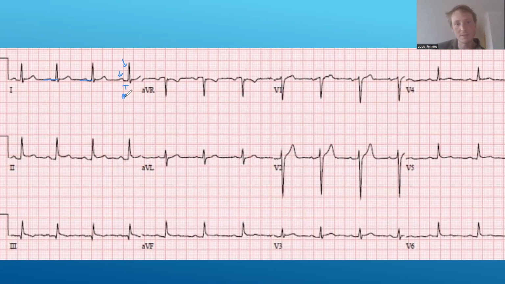We talked a bit about the PR segment before, saying that it needs to be between 120 and 200 milliseconds. But something else that the PR segment needs to be is isoelectric. So it needs to be kind of the same amplitude as this segment here. And here we can see that it's actually slightly depressed.